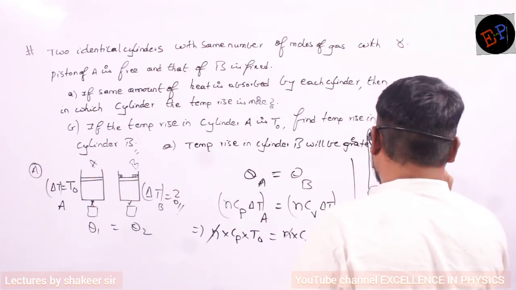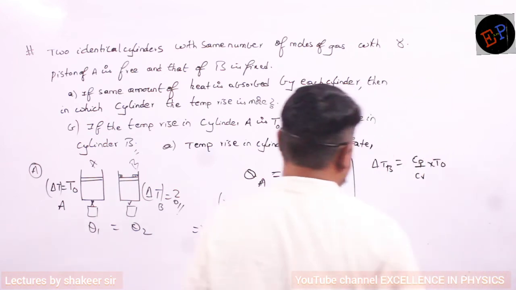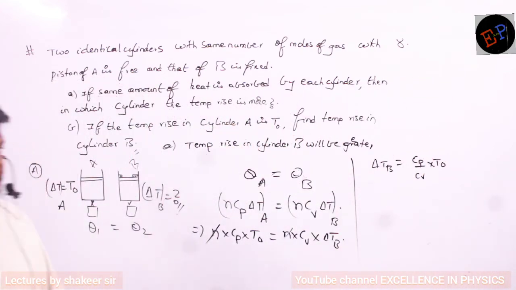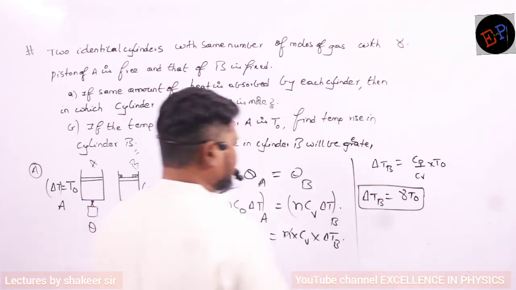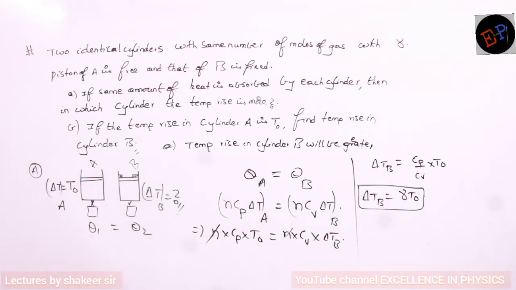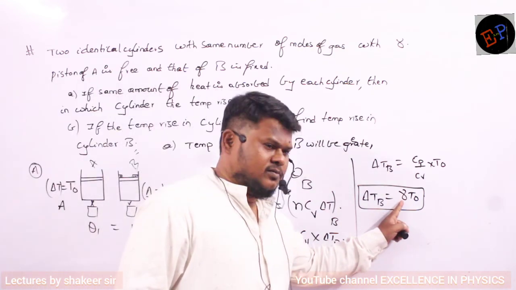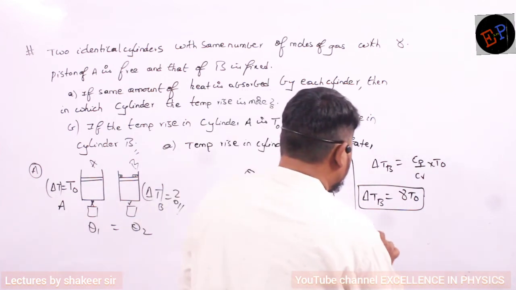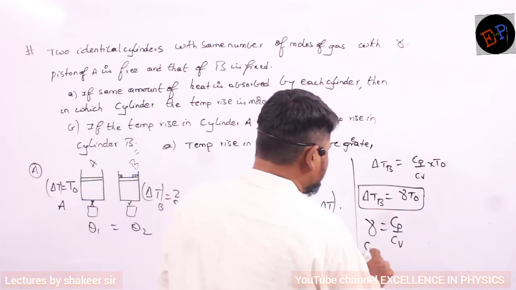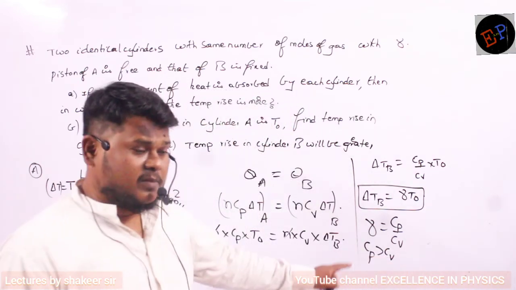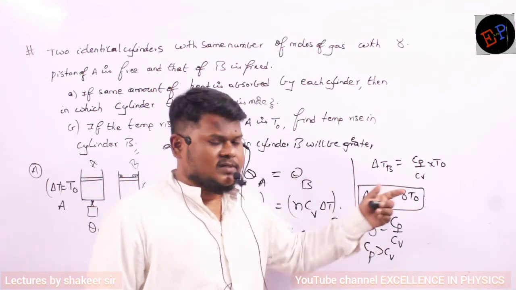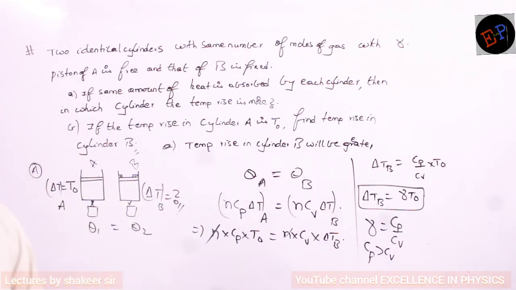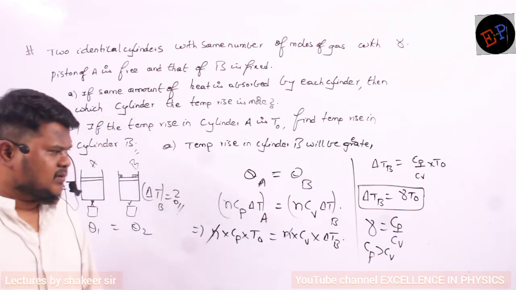Therefore delta Tb, only that he is asking, is equal to Cp by Cv multiplied by T0. And Cp by Cv is the gamma value. So delta Tb is equal to gamma multiplied by T0. This is my answer. Very simple. Gamma is the ratio of Cp by Cv, and Cp is always greater than Cv. It means gamma value is always greater than 1. So the change in temperature in the second cylinder is always greater than T0, because here we are heating the gas at constant volume. Here the rise in temperature should be greater.